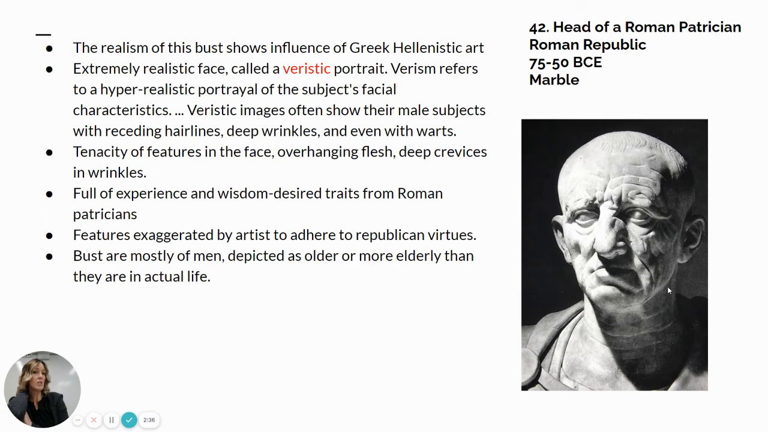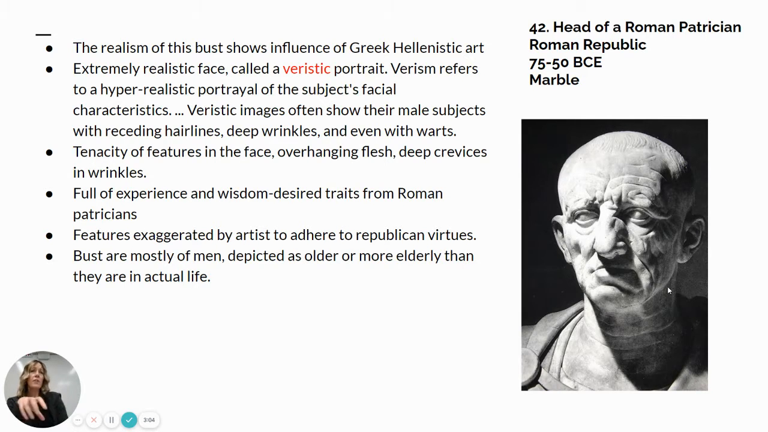So, veristic images will show male subjects with receding hairlines, extremely deep wrinkles, age warts and age spots and blemishes and things like that that may not actually be factual to the person being portrayed. But if you think of them as a sculpture that's aging them, advancing them a few years in age.